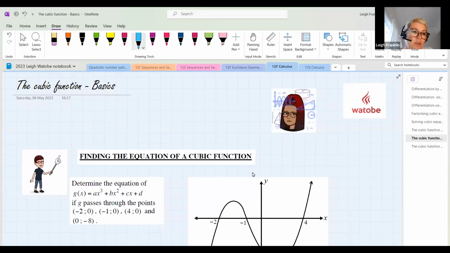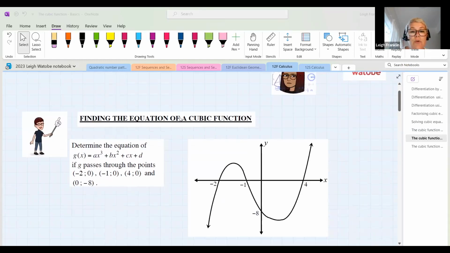We are almost at the end of our course on calculus, and we've done quite a lot up to this point. We've spoken about differentiation by first principles and then using our rules, and then how to factorize cubic expressions and how to solve cubic equations. And then last time I saw you, I was showing you how to sketch a cubic function. So today I'd like to show you how to find the equation, or determine the equation, of a cubic function. This is something that often comes up, so it's something that we do have to be able to do.